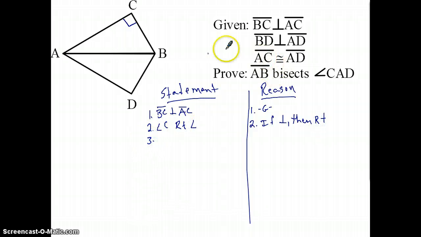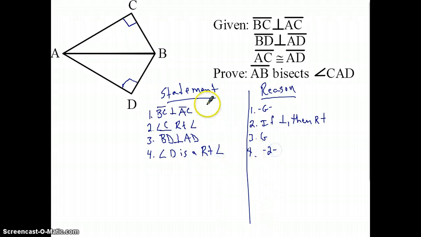Okay, next, let's talk about BD is perpendicular to AD. If that's the case, then this is also a right angle. So BD is perpendicular to AD because it's given, and then angle D is a right angle, and that is the same reason as 2. Okay, so we have two different right angles.